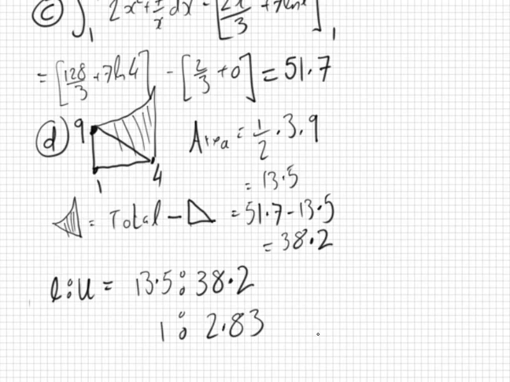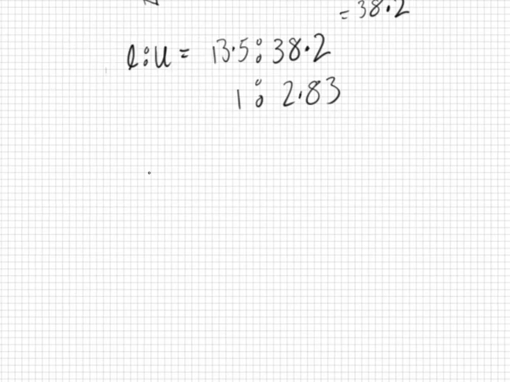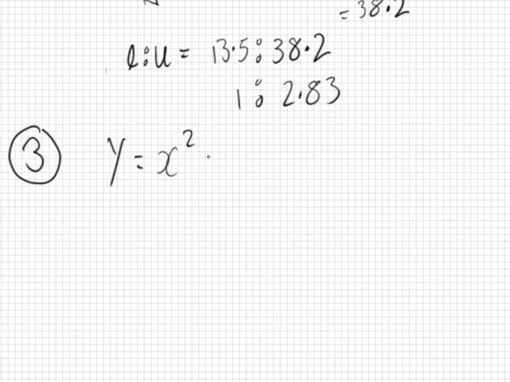Okay, number 3 now. Last one there. y equals x cubed minus x squared minus 2x. I want to know where it crosses the x-axis. So in other words, I want to solve it. So in other words, I want to factorize it.